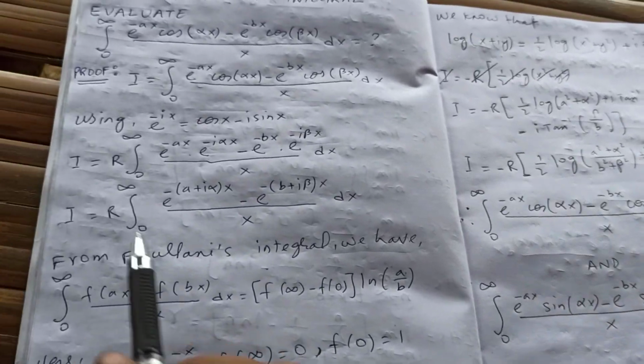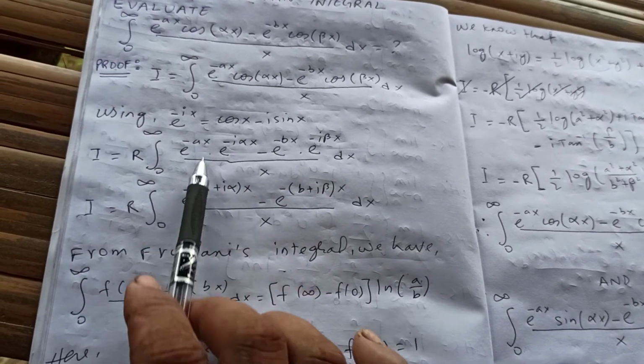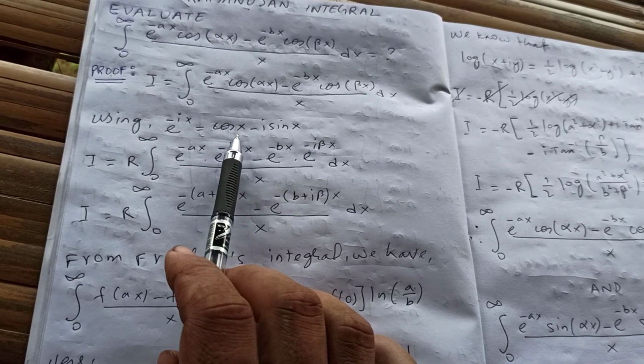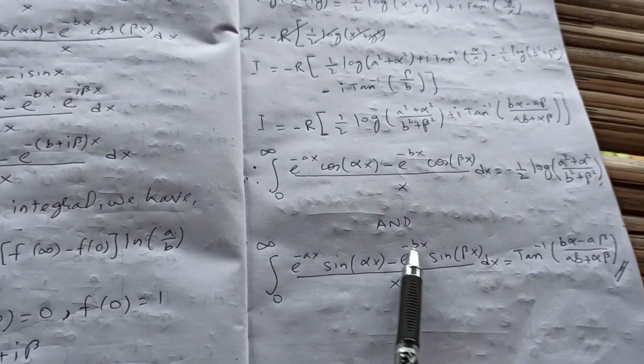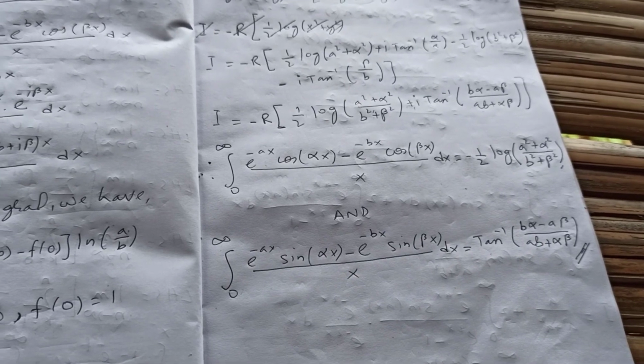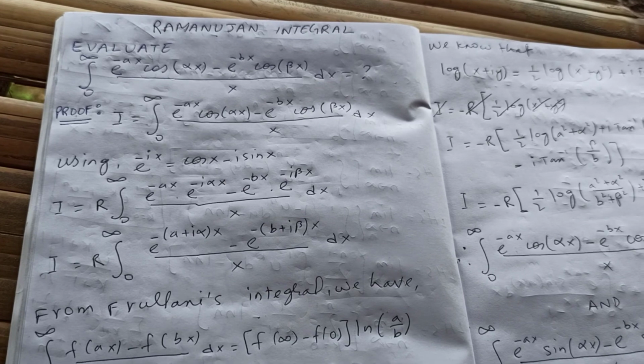So the use of this Euler identity is very helpful. If you can calculate the real part, then the imaginary part is already there. So this is another integral of this Ramanujan type.